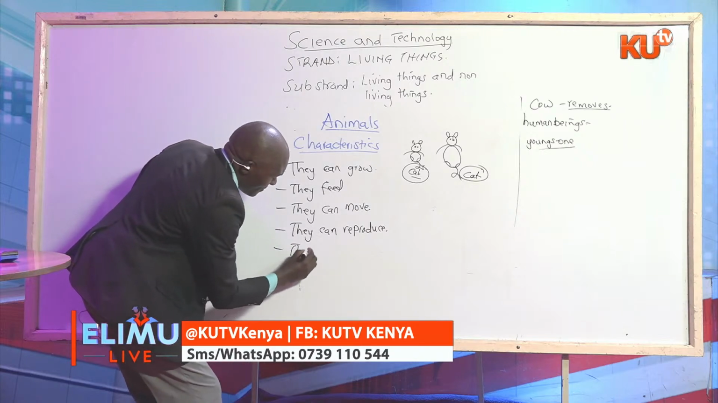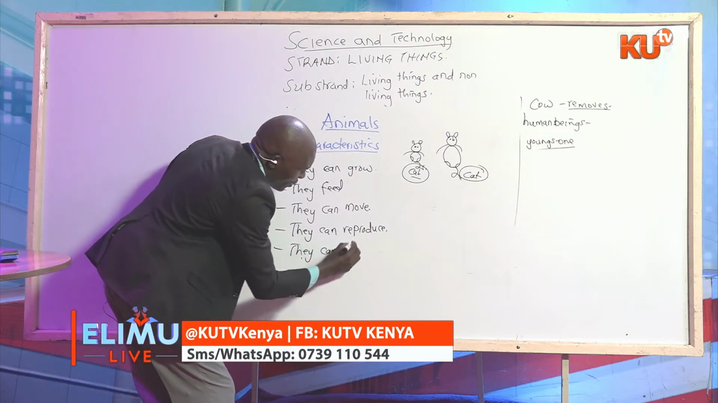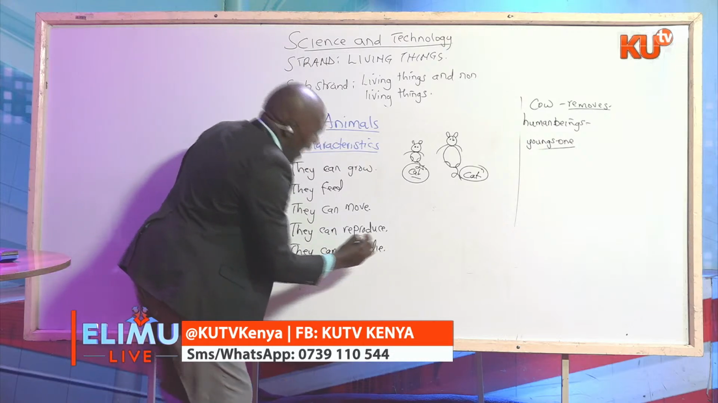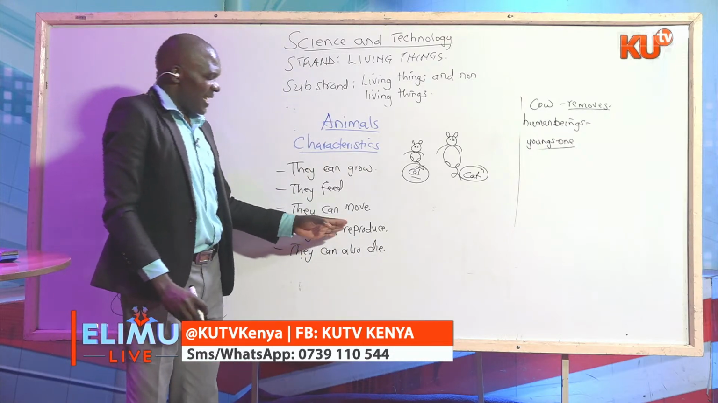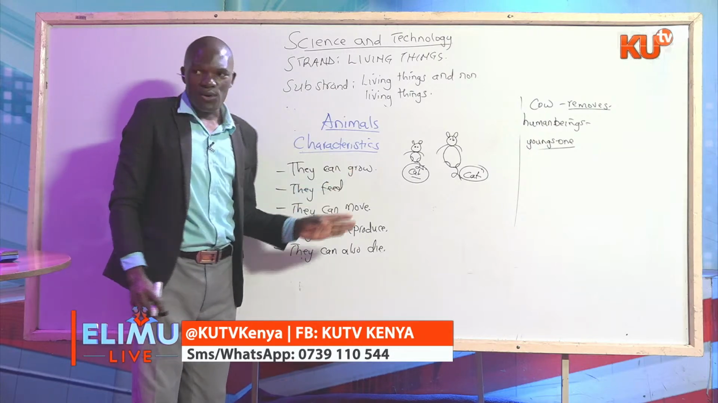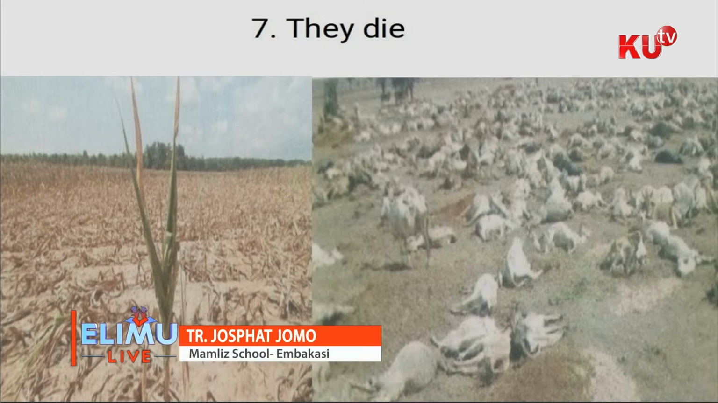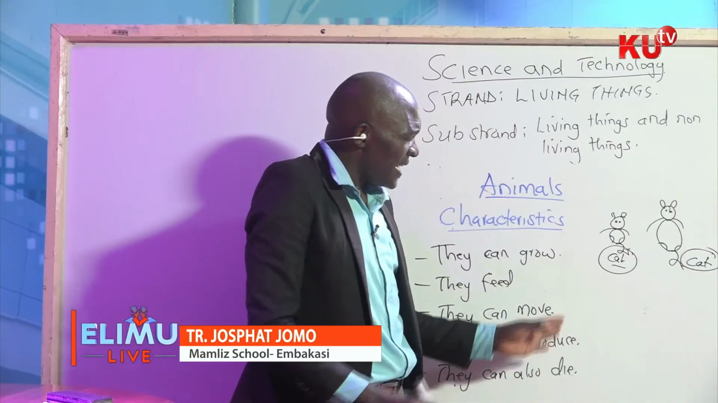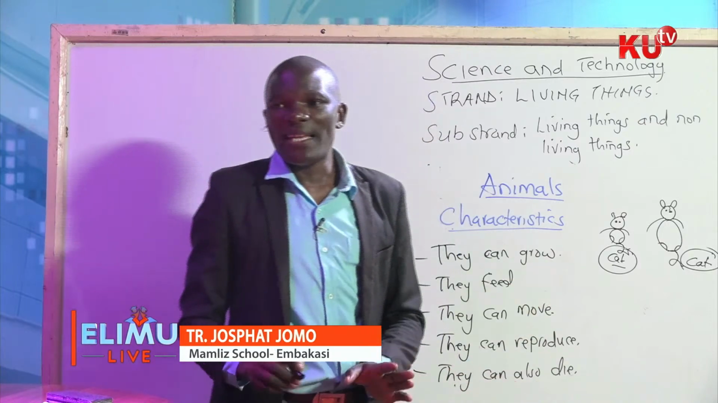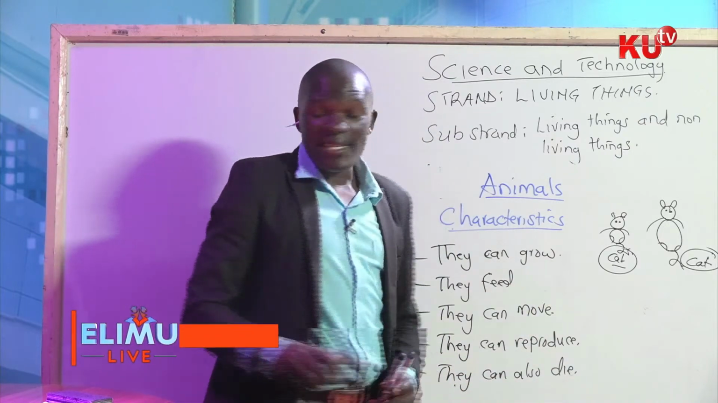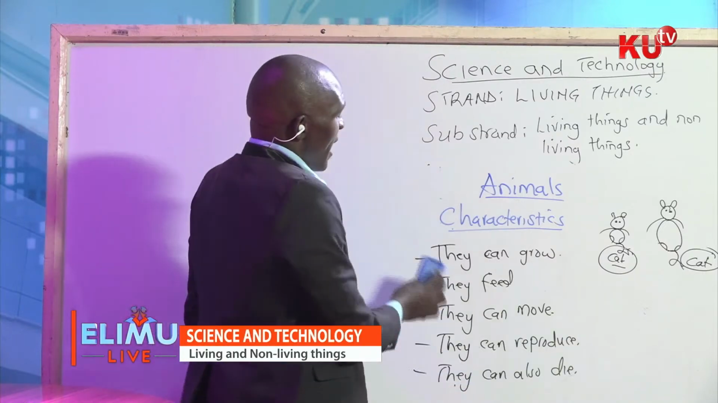They can also die. As far as animals, they reproduce, they move, they feed, they grow. They have got the ability to die, especially when there is hunger, when they are infected with various diseases. As you can see, they can die. And thus, you need to understand that any living thing has got the ability to die. And this turns us to another aspect.